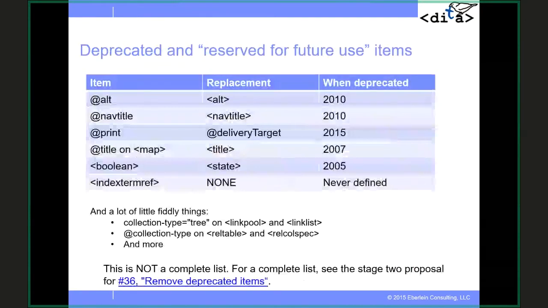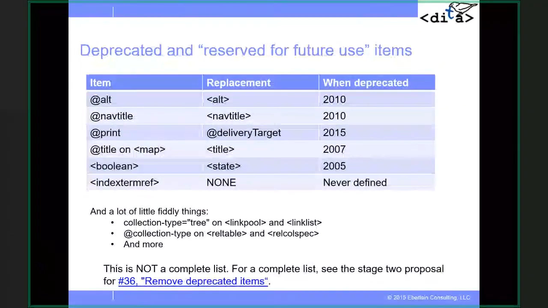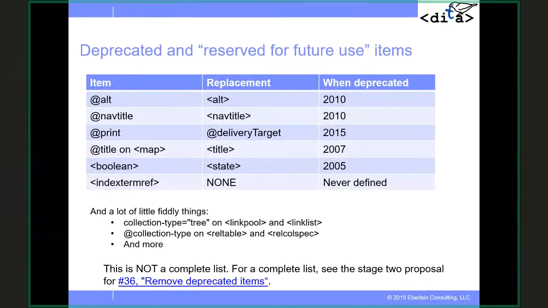And the things that I really want to focus on here, what I think of as the big four, are these four attributes that get removed in DITA 2.0. All of them have clear replacements, and all of them have been deprecated for quite a long time. So the things to really think about are the alt attribute, which was initially in early versions of DITA used to provide alternate text for images.